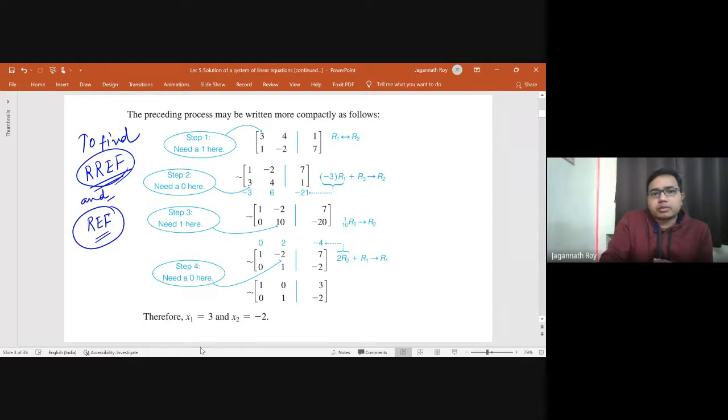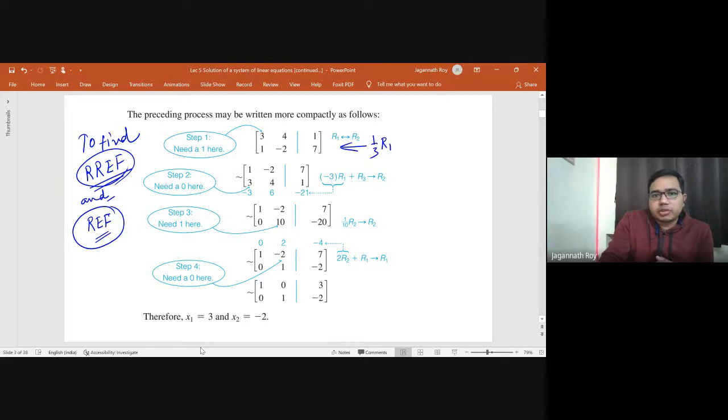Okay. Now, what we need to find is the REF. Every time we need to get 1 here. So for that, what do we do? Either you can divide. If you divide R1 by 3, then it will be 1, 4 by 3. So that is also one way to get the 1 here.